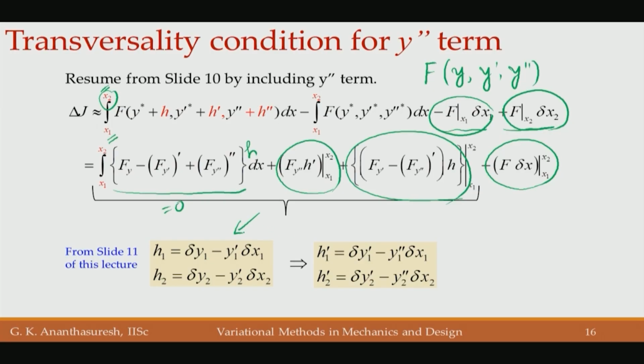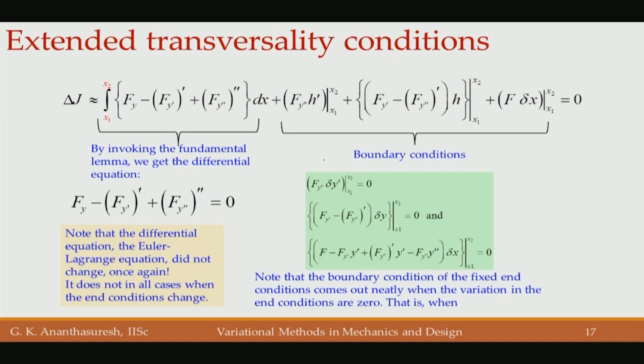Now, we just take a derivative of this. So, h1 prime becomes delta y1 prime minus y1 double prime times delta x1. Likewise, h2 prime will become delta y2 prime minus y2 double prime delta x2. So, we can substitute for this h prime here and h here at x1 x2, meaning h1, h2, h1 prime, h2 prime. If you do that, we get the boundary conditions that look like this.